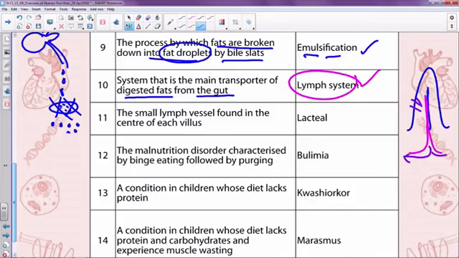Number 11, the lymph vessel found in the center of each villi. And as I said, that lymph vessel is called the central lacteal, and it's essentially what absorbs the fats that have been digested in the small intestine.